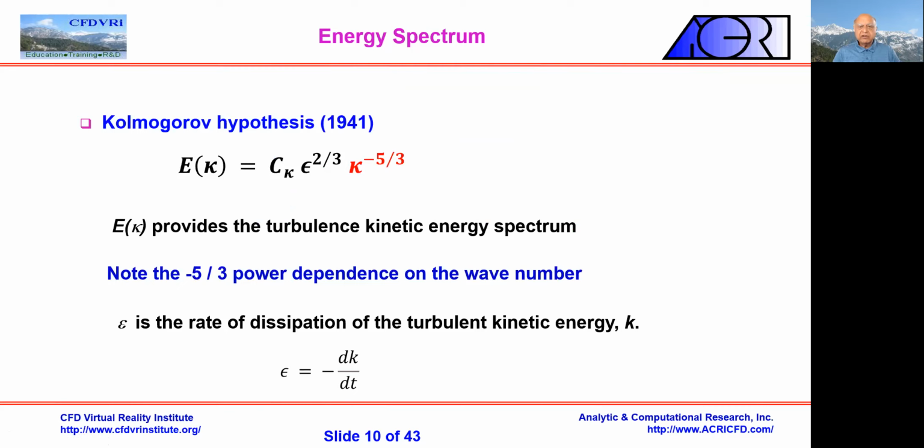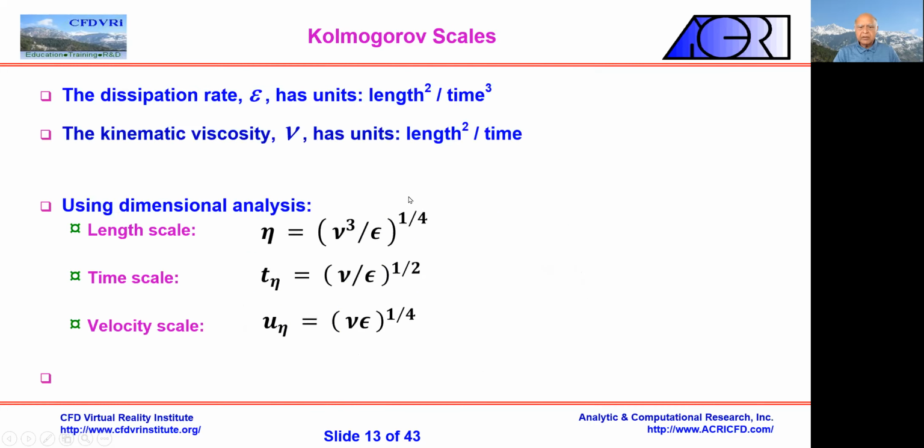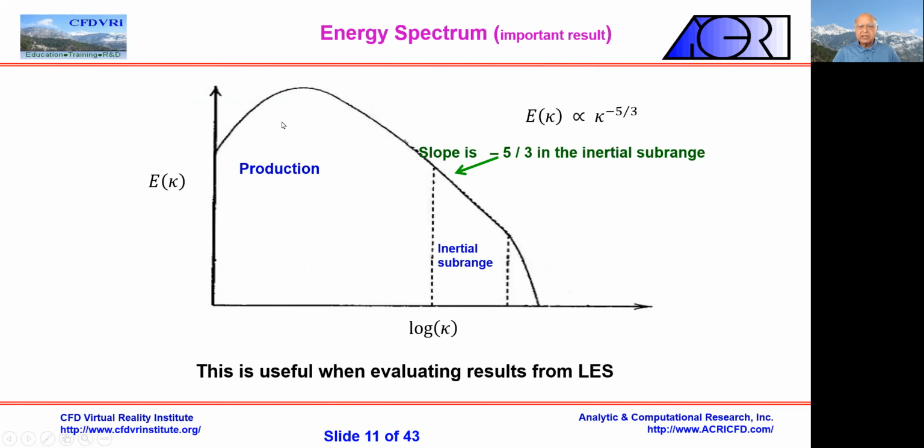So Kolmogorov developed a hypothesis after looking at experimental data, which I'll show you in a minute. And he said that the energy cascade over the kappa, over the wave numbers, is given by this quantity. It's proportional to the minus 5/3 power of the wave number and proportional to the 2/3 power of the dissipation, okay? So this is the minus 5/3 law, where epsilon is the dissipation of turbulence energy. This is what the energy spectrum actually looks like, okay?